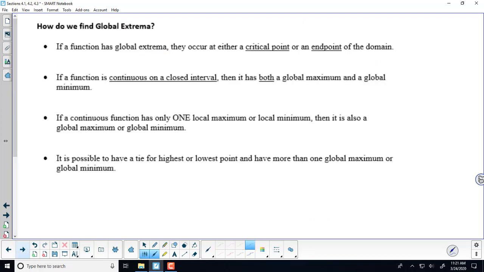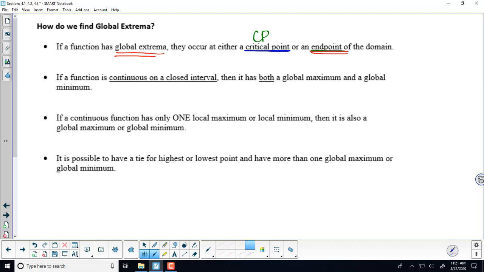All right. First piece of information that is very helpful. If a function has a global max or min, it will occur at a critical point, right? Critical point, or at an endpoint, okay? So global extrema can occur at endpoints, all right?